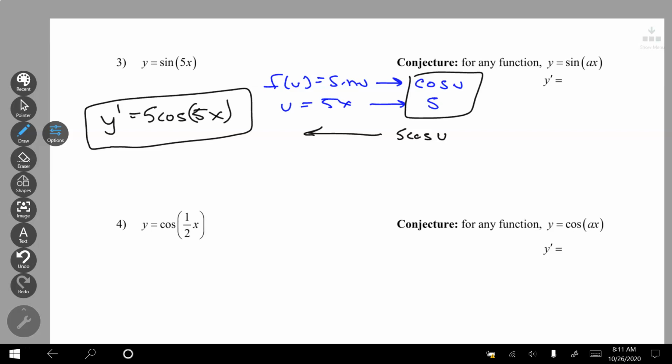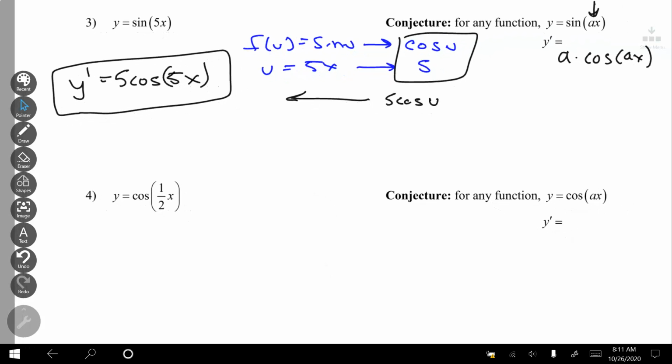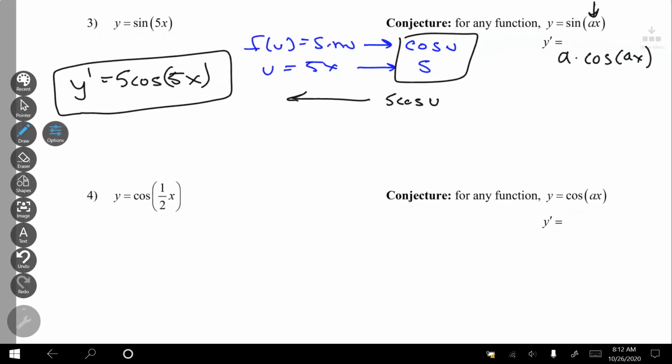So what do you think my conjecture should be? Well, I'm thinking that if I have an extra a up here, my derivative is going to be a times the cosine of ax. Well, let me try. I'm going to move this up just a little bit. Let me try the same thing with cosine.